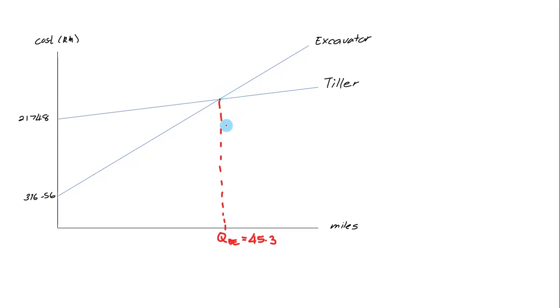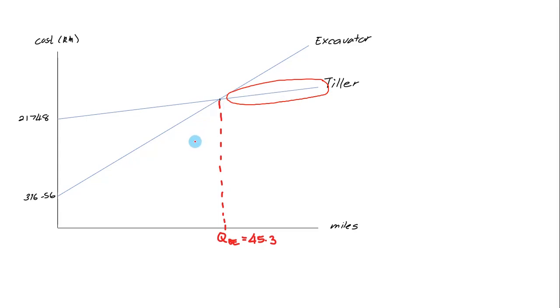Okay, so based on this graph, how do we analyze this problem? So if the number of miles of ditch that you're going to work for is higher than the break-even quantity, you are going to choose the tiller. Okay, so in this region, you're going to choose the tiller because it has lower total cost, which is also the alternative with lower variable cost.